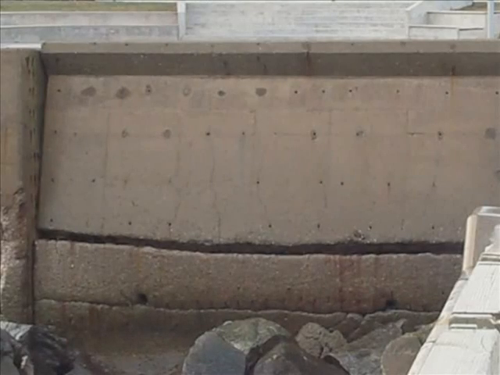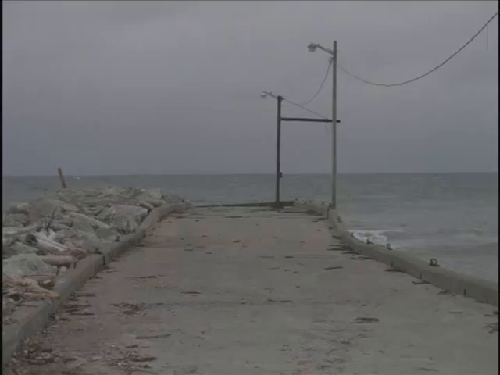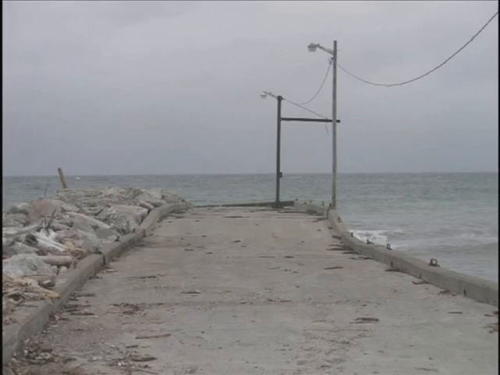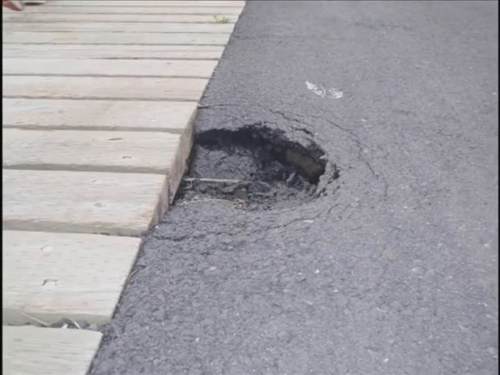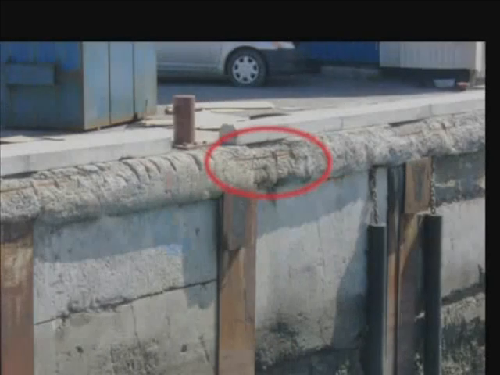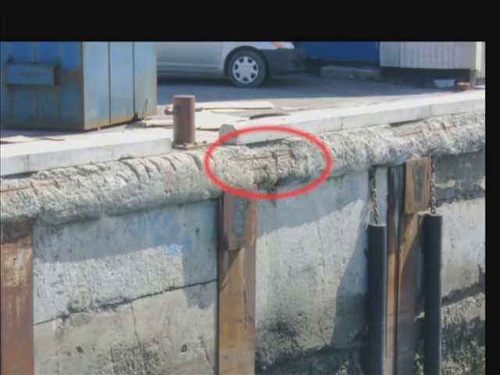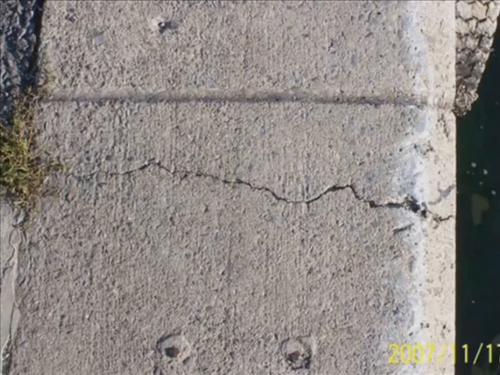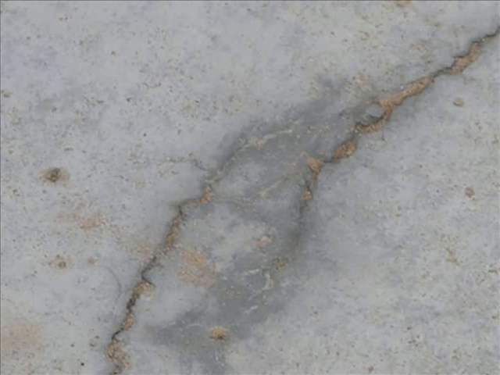Check the deck surfaces behind the wall. Look for damage to the exposed face of the retaining wall, an inclination of the deck surface, and depressions and/or holes in the asphalt pavement. Check the condition of the concrete wall face. Look for pieces of concrete that are broken off from the top edge or face of the retaining wall, transverse cracks along the top edge of the wall, or cracks on the face of the wall.